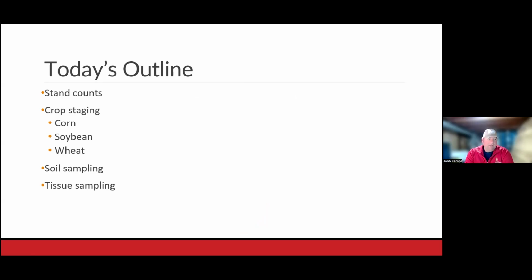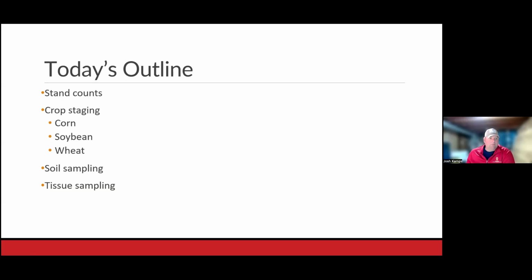The next topic is doing some crop staging for corn, soybean, and then I included wheat as well. What stage of growth is that crop in? There are some important reasons why we want to learn that skill. It's one that we'll use without a lot of thought as we're entering fields in the future. We'll be able to do a quick assessment of what stage that crop is at to help with some decision making for the operator.